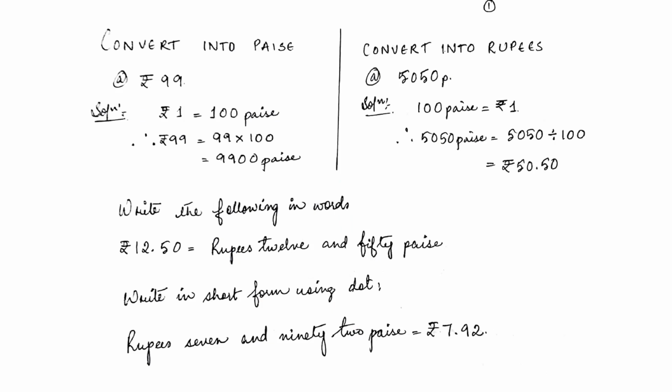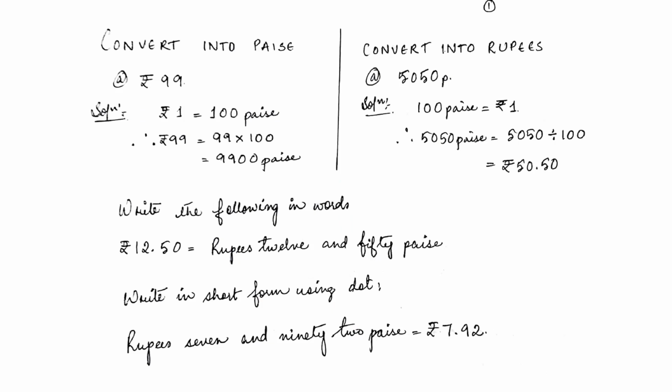So we all know that 1 rupee is equal to 100 paise. Therefore, 99 rupees is equal to 99 into 100. So to convert 99 rupees into paise, we have to multiply it by 100. So 99 into 100 is equal to 9900 paise.